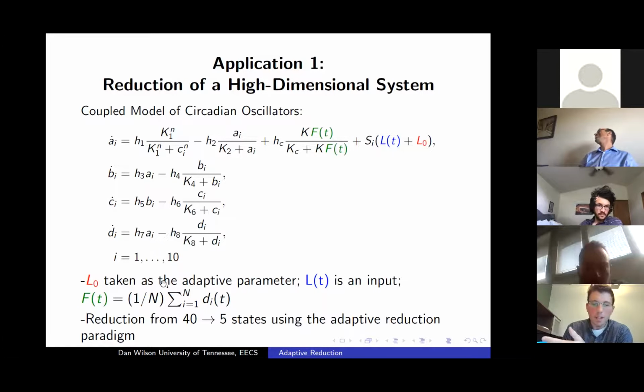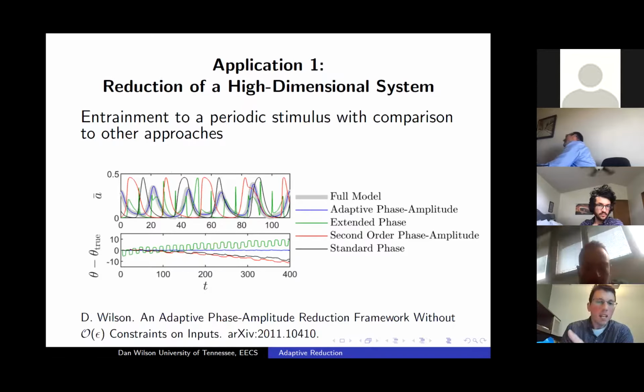Using this adaptive reduction strategy, we can go from 40 states, 4 times 10 is 40 states, down to 5 states. So that's 1 phase, 3 amplitude coordinates, and 1 adaptive coordinate. And we end up with very nice results and better, in fact, than a lot of other standard phase-based reduction methods in terms of representing these dynamics.